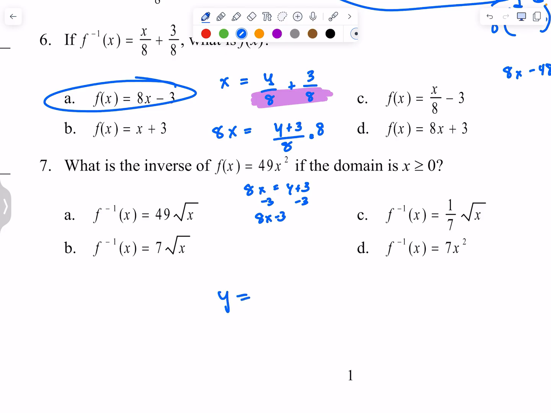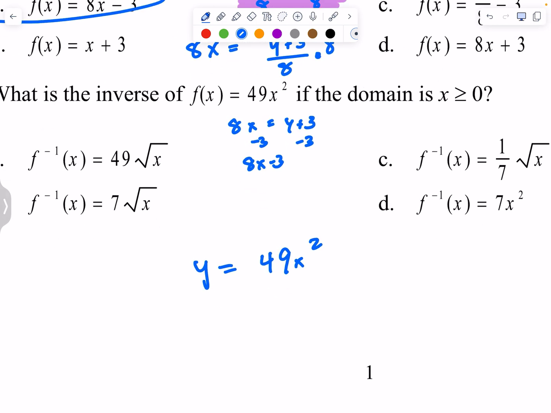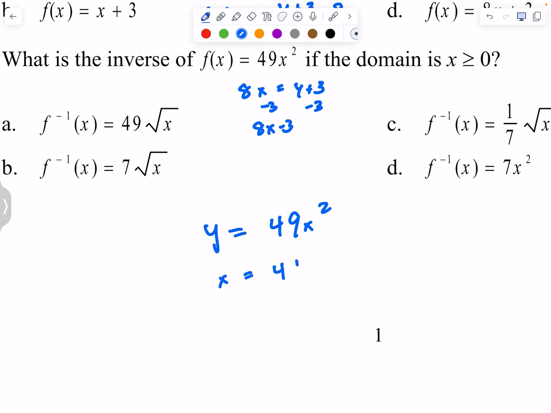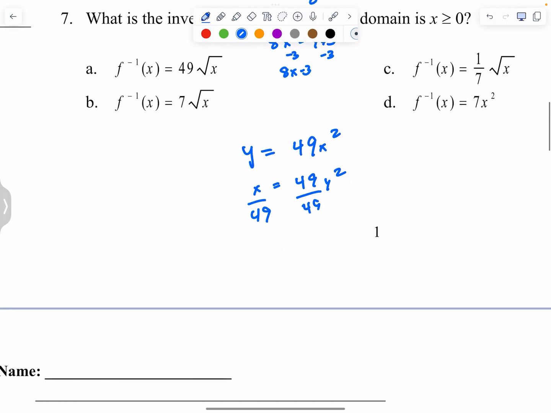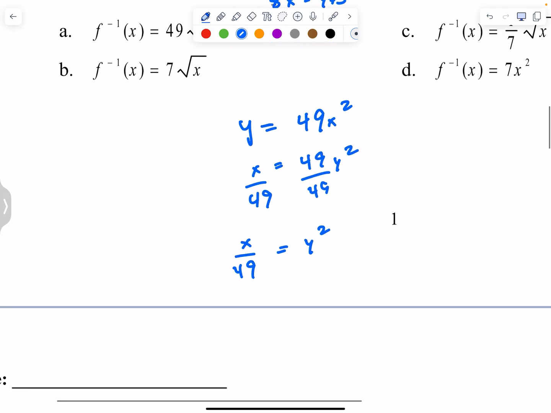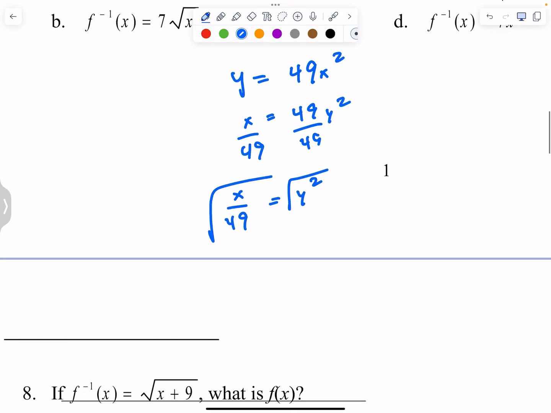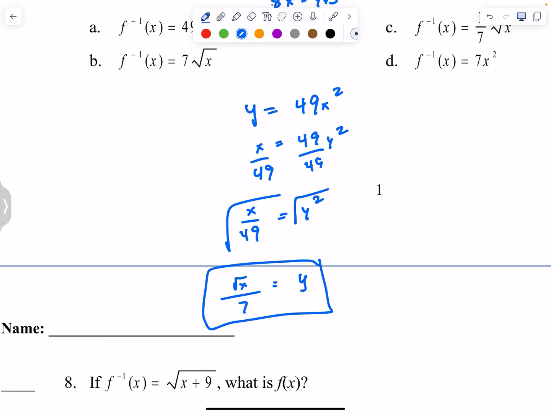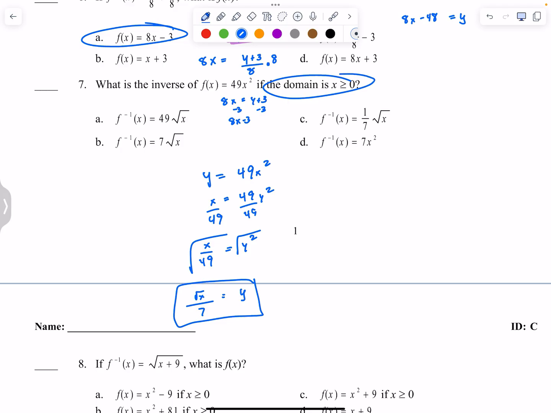All right, y equals 49x squared. So flip it. So y squared equals x over 49. Square root that, that's y, that's square root of x. 7 times 7 is 49, so it's just over 7. The reason it says domain is greater than or equal to 0 is because you can't have the square root of a negative.